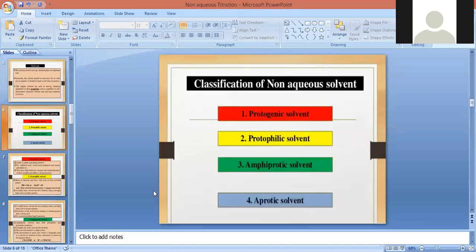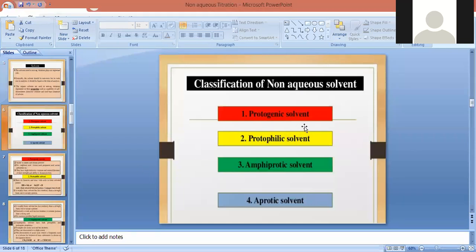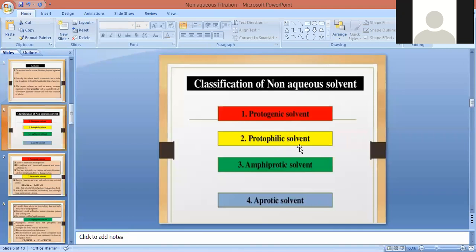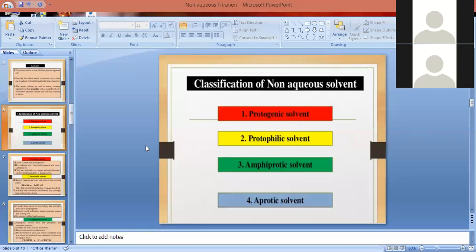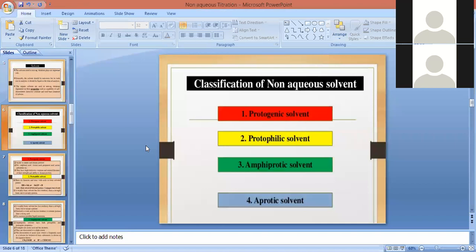So what are these organic or non-aqueous solvents used in non-aqueous titration? The first one is the protogenic solvent. Second one is the protophilic solvent. Third one is the amphiprotic solvent. And fourth one is the aprotic solvent. So on the basis of their nature, these non-aqueous solvents are categorized into four major classes: protogenic, protophilic, amphiprotic, and aprotic.